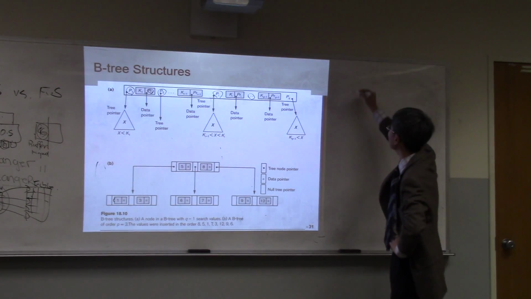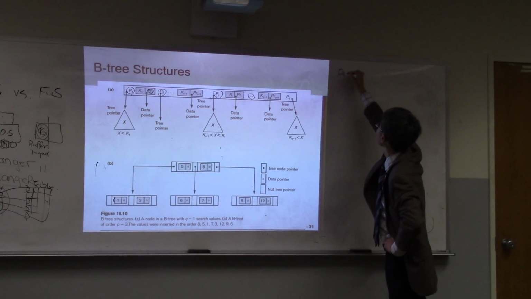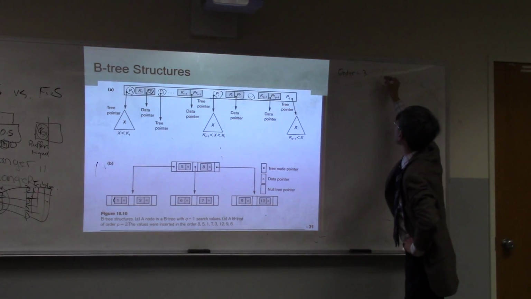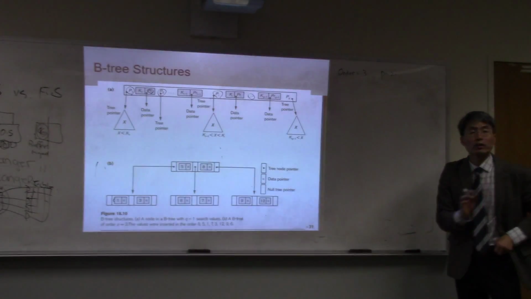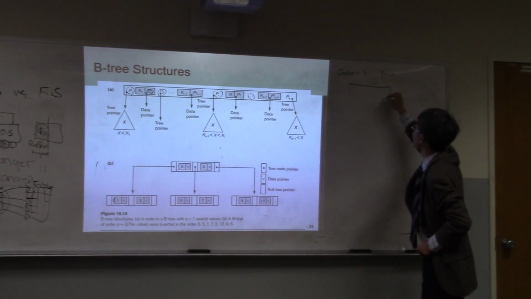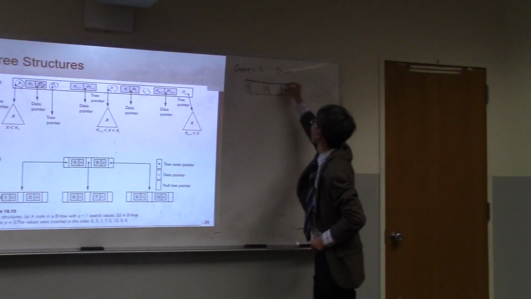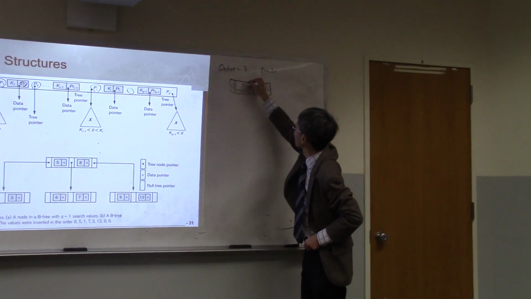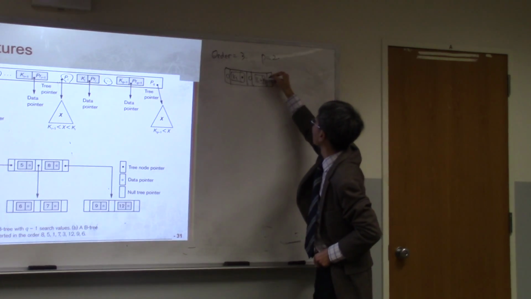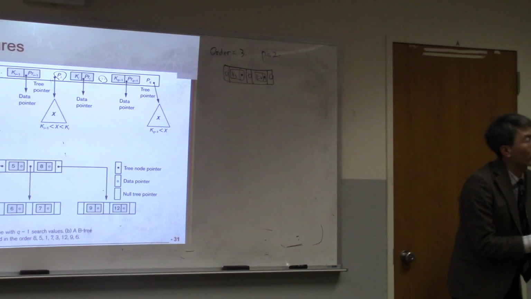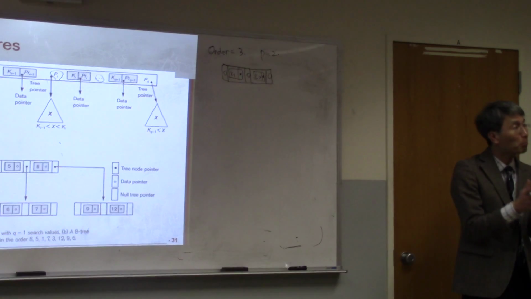So we can simplify. This is a good example. Q, the order, is 3, which means P is equal to 2. The first thing you need to do is decide the node structure. How many pointers? 1, 2, 3. And how many keys? K1 and K2. And this is the data pointer. This is our data structure for the index node in B-tree.